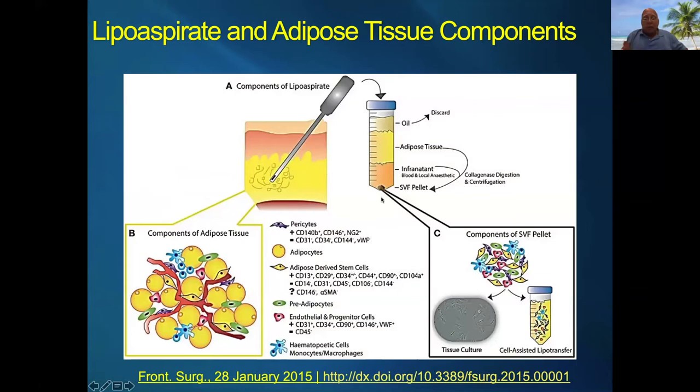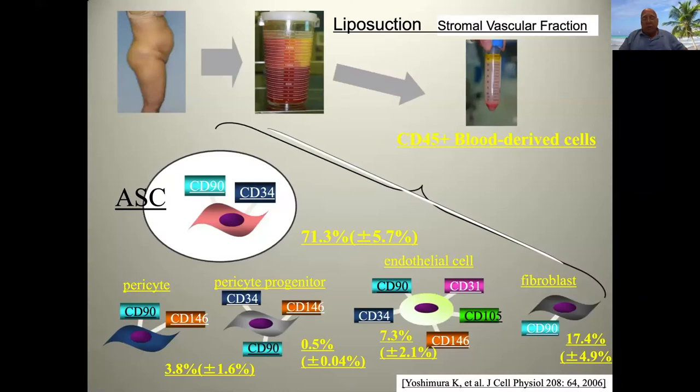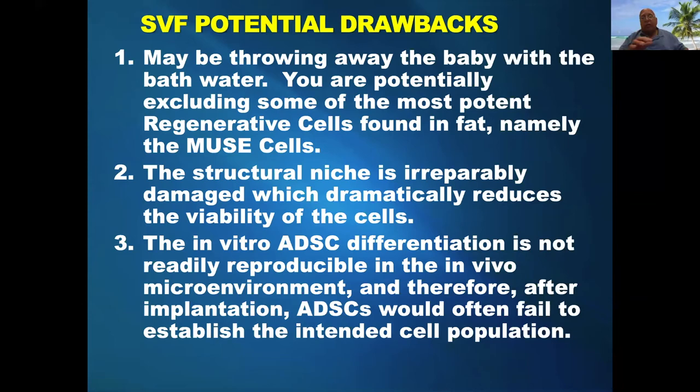And this is just another slide that shows the same thing, more or less. Now, the problem with SVF is you may be throwing away the baby with the bathwater. You may be getting rid of some very important regenerative cells found in fat, such as Muse cells, VSEL cells, things like that. So basically, I'm not in favor of just using SVF. I like SVF, don't get me wrong, but I like to use it with fat also, with a free fat graft at least, if nothing else.